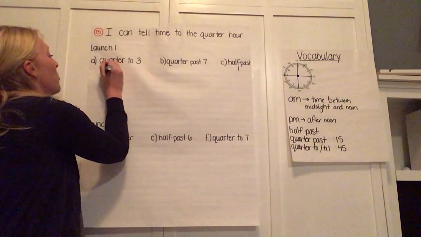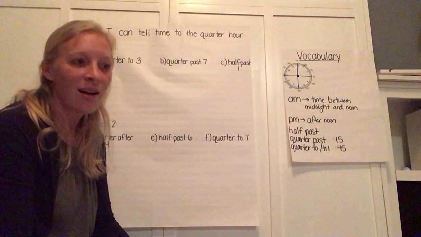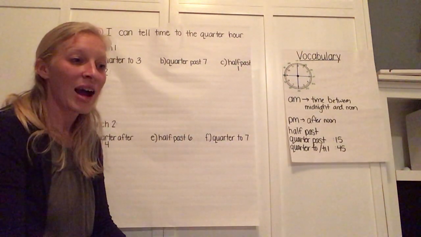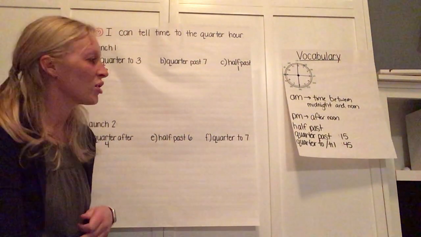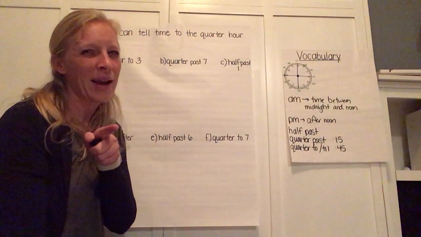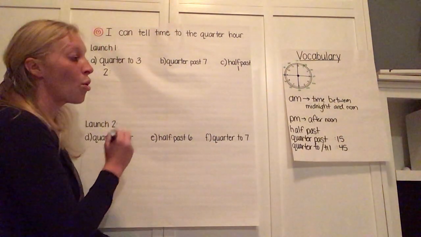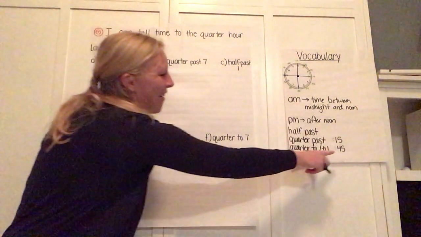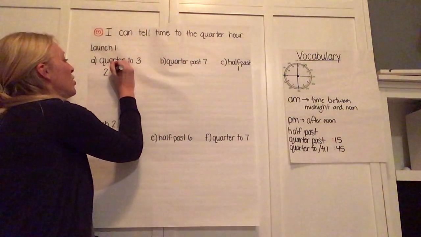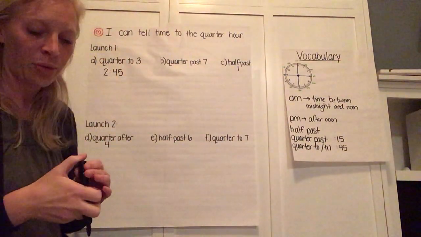Why would the hour be 2 o'clock? Because the hour of 2 comes before the hour of 3. So if it's a quarter to 3, it's not quite 3 o'clock yet, is it? And what would the minute be if it's quarter to? Did you look at my chart? That's right. It is 2:45 to show that it's a quarter to 3.